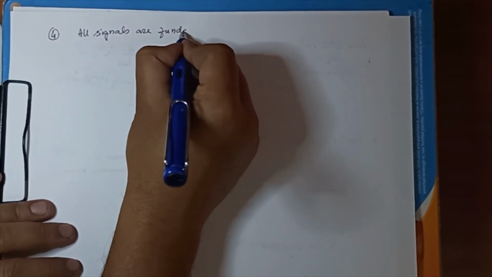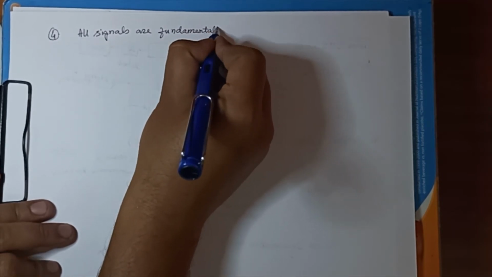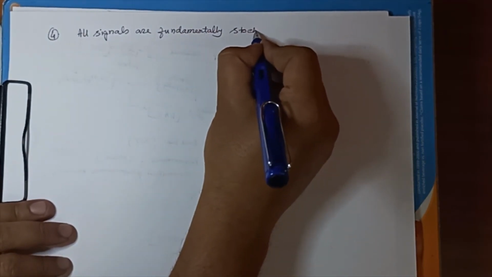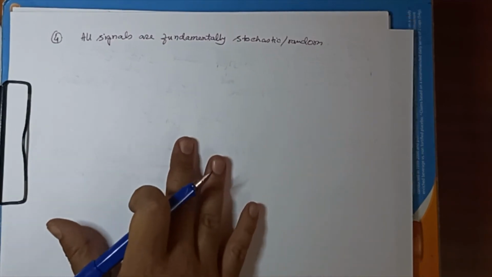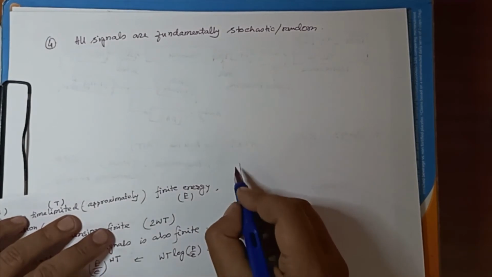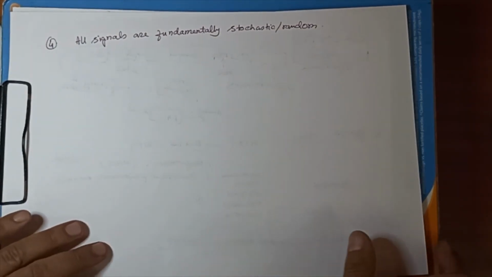So this is another departure for digital communication from analog communication, because in digital communication we are assuming that all signals are fundamentally stochastic or random. In analog communication, what did you assume? You assumed that the signals are deterministic, noise is random. So the noise, which is kind of undesirable, you want to remove that, they are random.